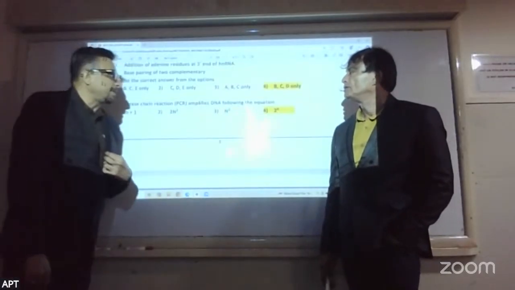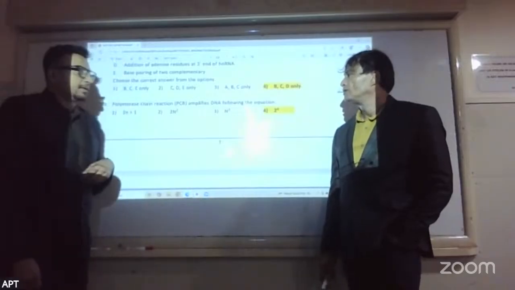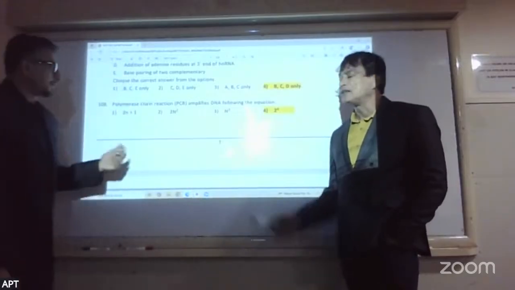Polymerase chain reaction amplifies the DNA following the equation 2 raised to n. Very straight, correct? Yes. Where n is the number of cycles that are repeated.